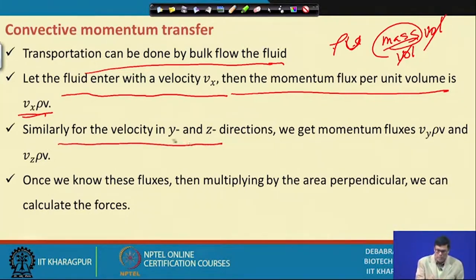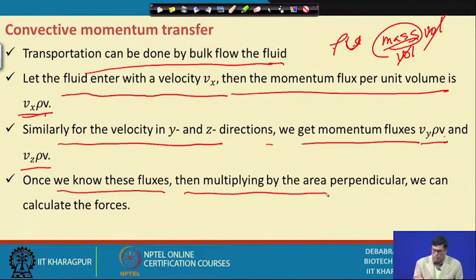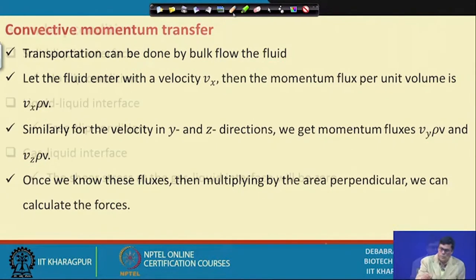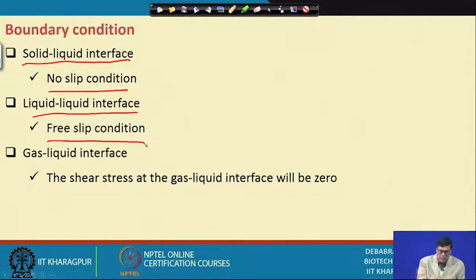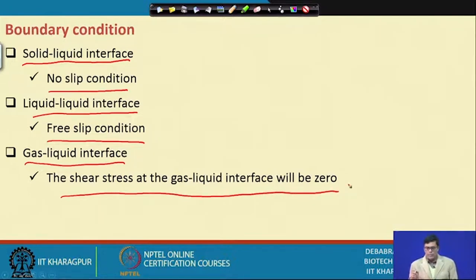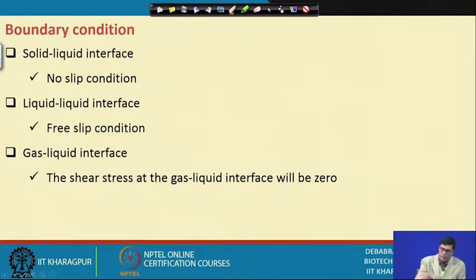Similarly, for the velocity in the y and z directions, we can have the momentum flux like this: vy rho and vz rho. We know that when we multiply the flux by the perpendicular area, we can calculate the force. I have already shown you this before. There are different boundary conditions at the solid liquid interface: there will be no slip flow, and at a liquid interface, free slip flow is there, and at a gas liquid interface, the shear stress will be zero. That is the boundary condition that we have.